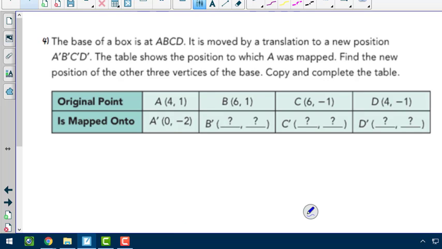The next problem, next page, on page 8. The base of a box is at ABCD. It is moved by a translation to a new position. I would like you to do this. So you do this one on your own. Pause the video and complete it.